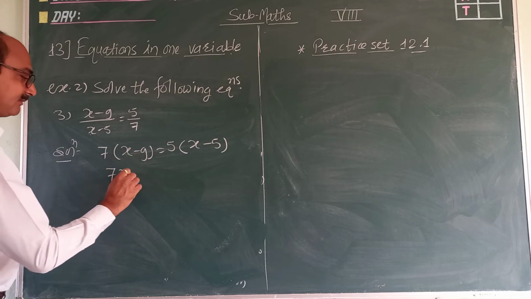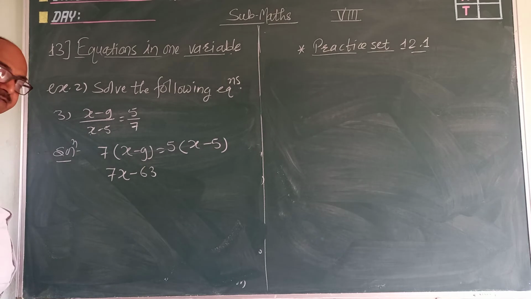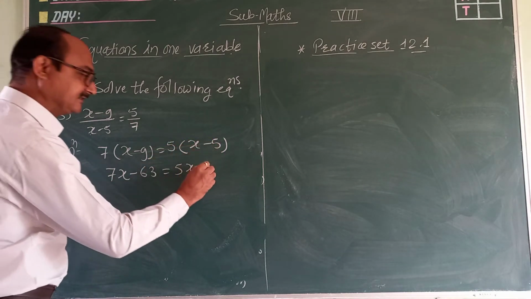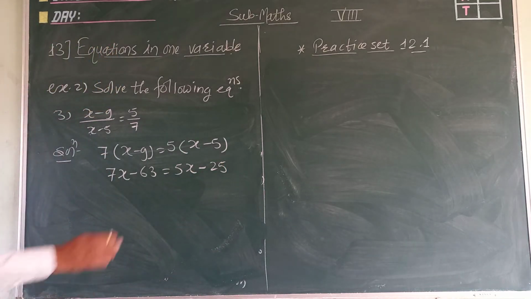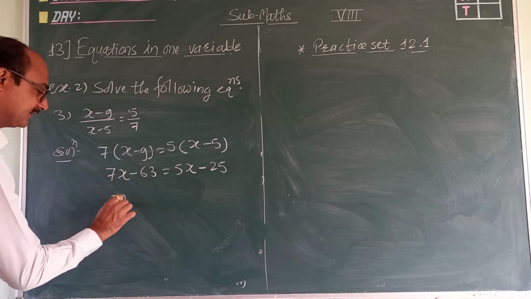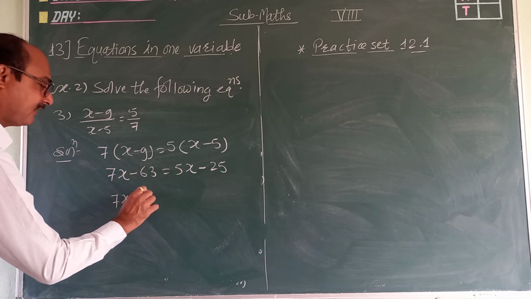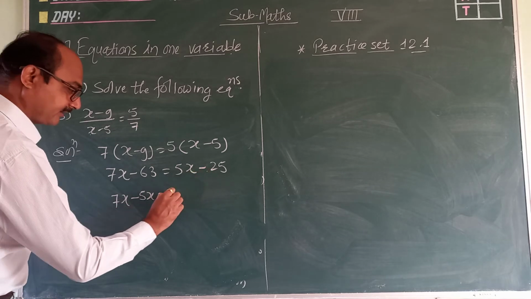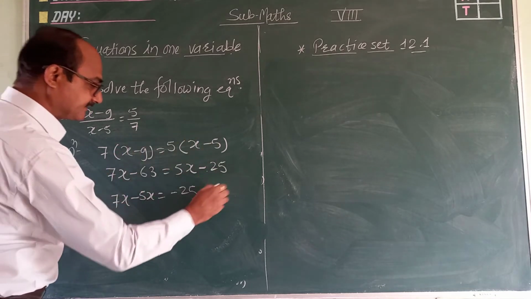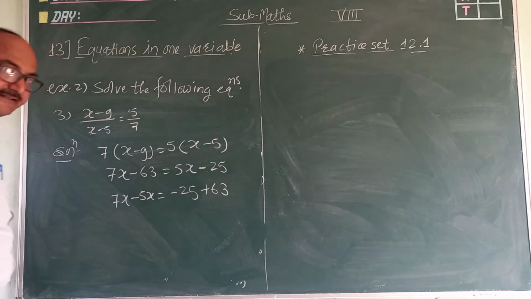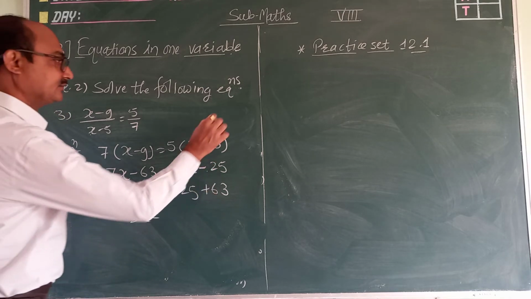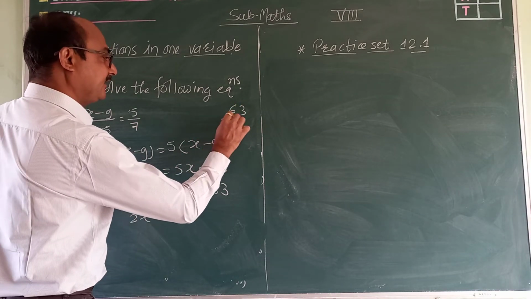7x, 7 multiplied by this, 7 9s are 63. Multiply this one by 5, 5x, 5 5s are 25. Again, check the coefficient of the x term: 5, 7. This is the bigger one. So 7x as it is. Take 5x to this side, minus. So this side what remains? Minus 25. With the sign you have to keep this one. Take minus 63 to that side, plus 63. 7 minus 5, 2x. So 63 minus 25.